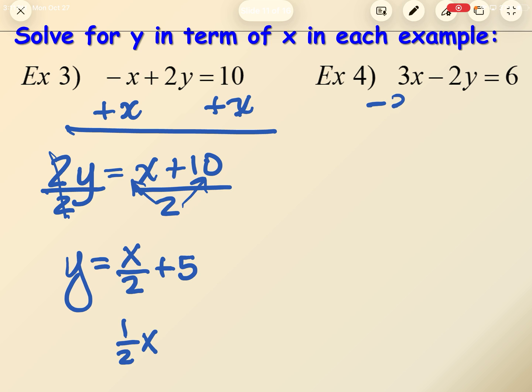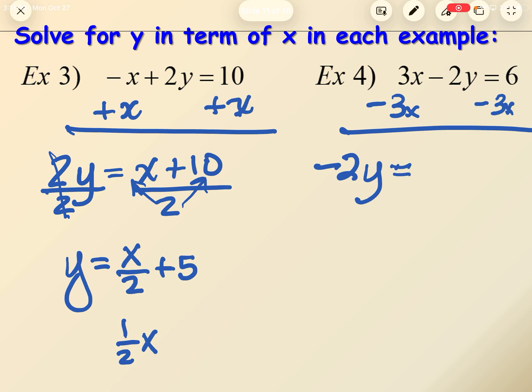I hope you started with minus 3x. Yay or nay? Now I'm going to write it a little, I'm moving it over a little bit. Negative 2y, don't drop that negative, equals negative 3x plus 6.